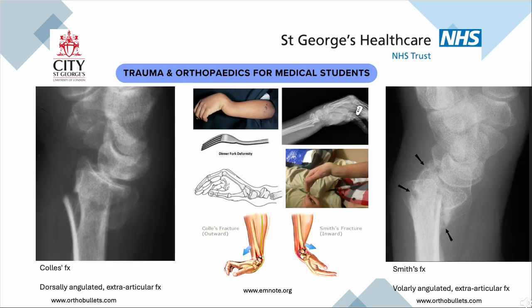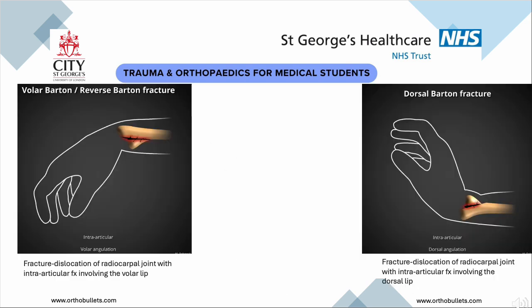So the two most common ones are the Colles fracture and the Smith's fracture. The Colles fracture is the most common, and this is where the distal fragment is dorsally angulated, and it's described as having this dinner fork deformity. The Smith's fracture is the injury to the volar side, so it goes the other way, and in theory you get a slightly different deformity clinically.